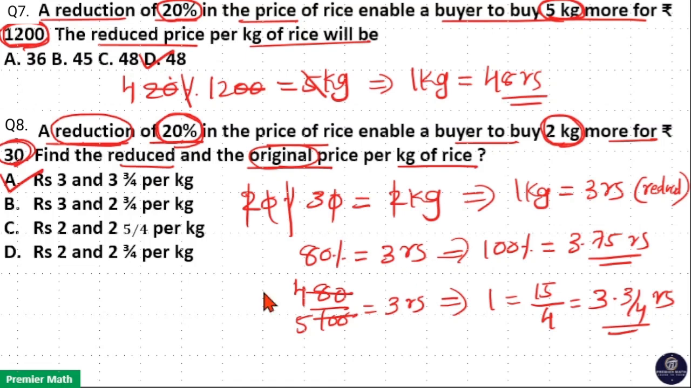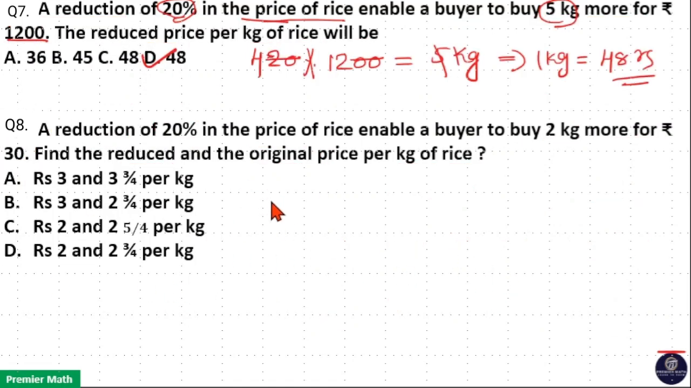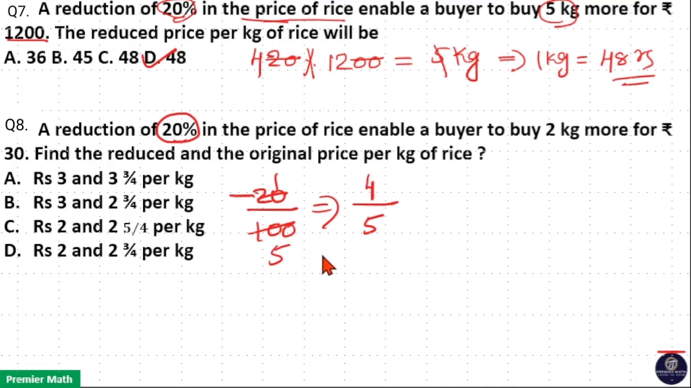You can also solve this question in ratio method as well. That is, here reduction in price is 20%. 20% reduction means 20 by 100. Now 20 goes 5 times in 100. Minus 1 by 5 means if 5 part is the original price, then 1 part is the reduction. That is 5 minus 1, 4 part is the new price. Now this is 4 by 5 is price ratio.